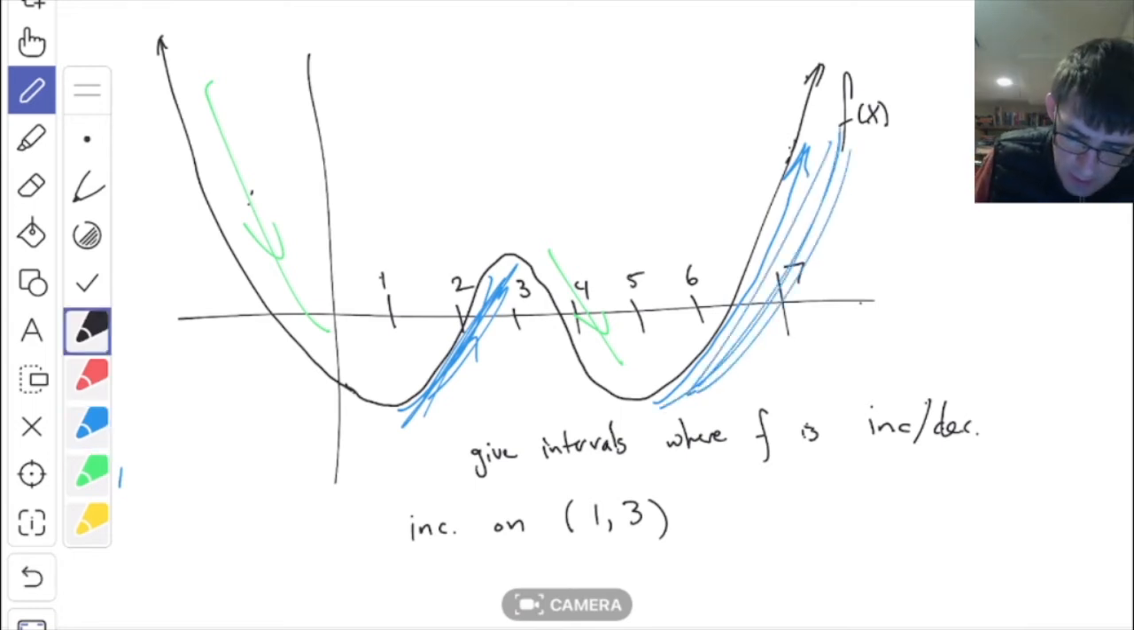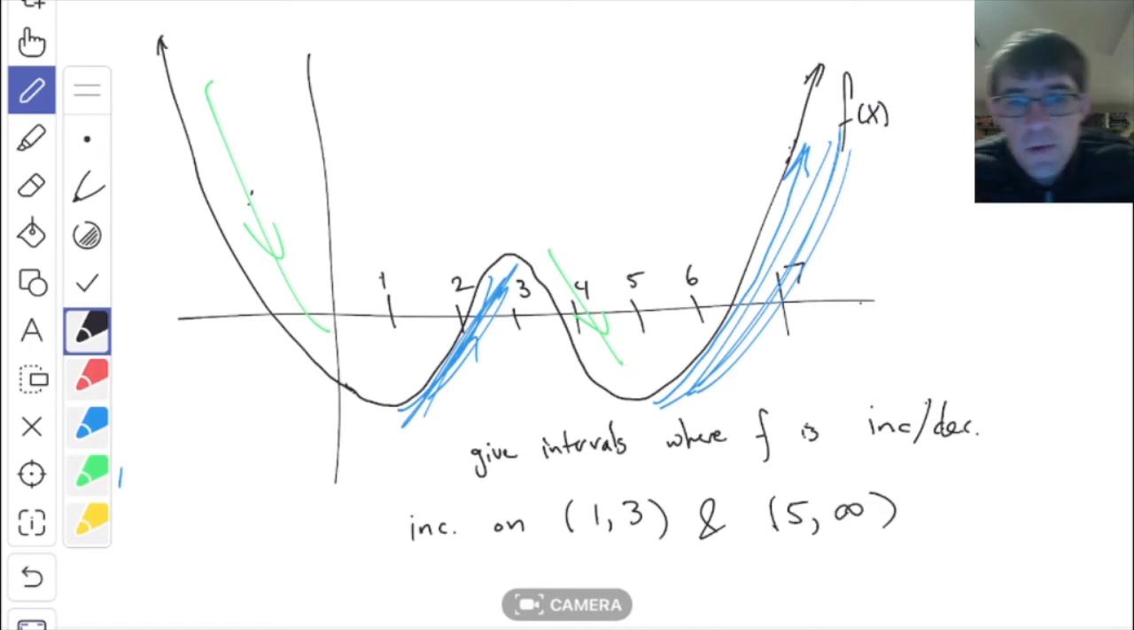And so I would say the interval 5 to infinity. For this kind of problem, you really should always use open intervals. It's because at the number 5 specifically, it's not increasing. That doesn't count as increasing right at that point. Right at that point, it is neither increasing nor decreasing. Okay, so that's where it's increasing.